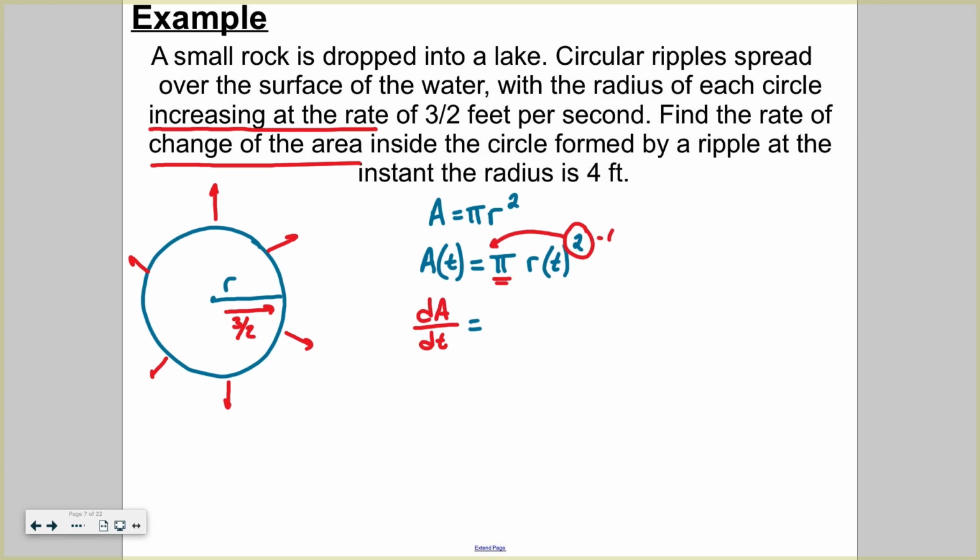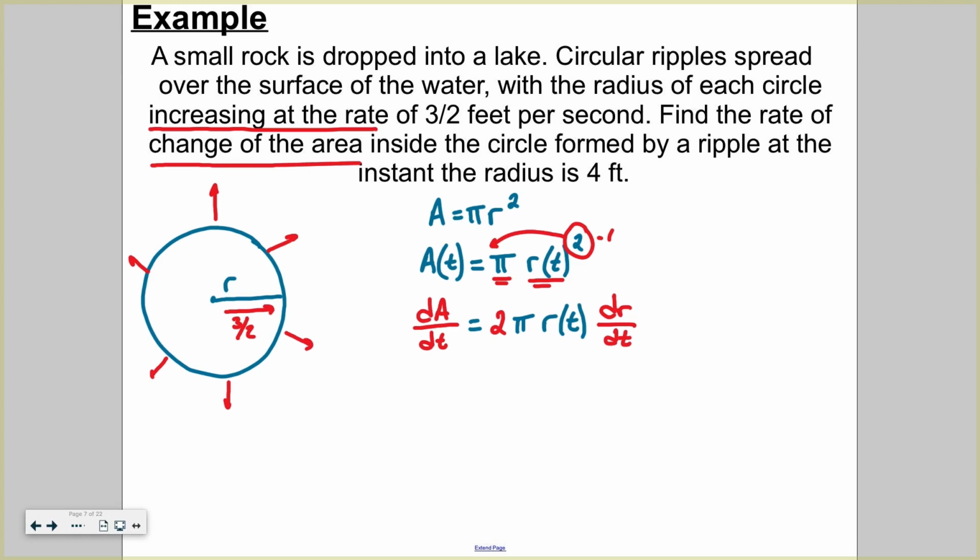So this is going to give us 2 pi times r of t. But since we took the derivative of a function, r of t, we also need to multiply by the derivative of the inside. And the inside we know is r of t. So the derivative of r of t is going to be the derivative of r with respect to t. So now we have dA over dt is equal to 2 pi times r of t times dr dt.